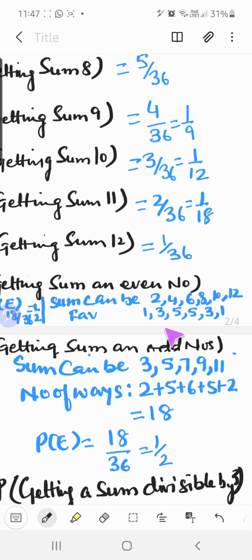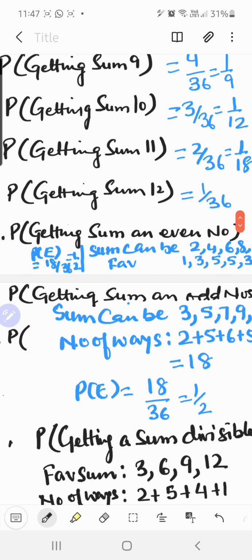So total favorable are, let us add all these favorable cases. 1 plus 3, 4 plus 10, 14, and plus 4, that is 18. Therefore the probability of the event is 18 by 36, that is 1 by 2.